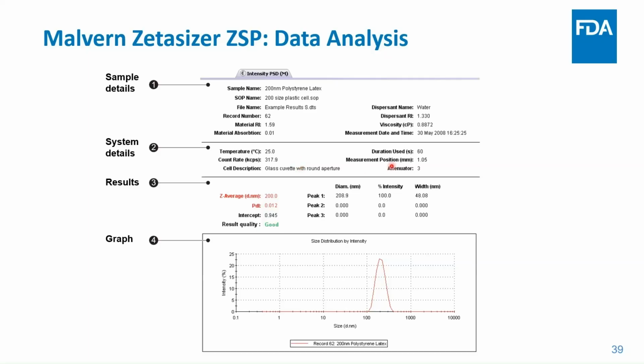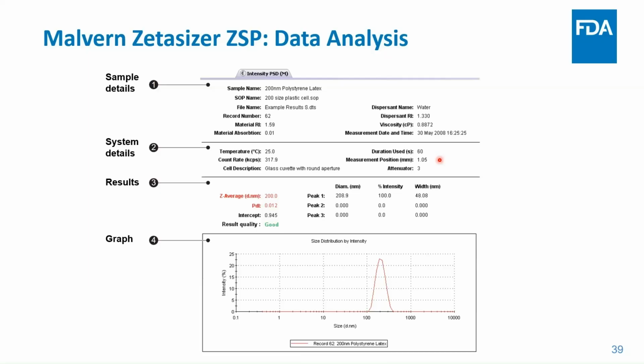And then here they have the measurement position and the attenuator. And so this is a good indication right here. The attenuator index is closer to 0, and the measurement position is around 1 millimeter. This is a pretty good indication that this is actually really concentrated.